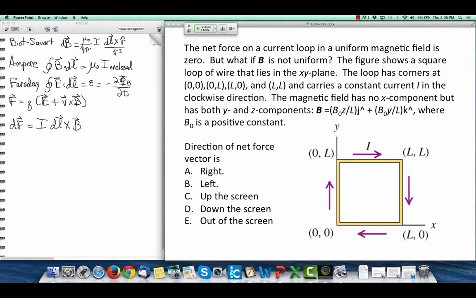Y is up the screen, x is to the right. The magnetic field has a y component, because there's a j hat there, and it has a z component. And they vary with position. There's a lot of stuff going on here, so let me just tell you basically the way I look at this. The y component, the j hat component, has B0. It's got L, but I don't care about L really. That's just a constant. B0 is a constant. So this y component varies with z. The part of the field that points up the screen depends on z, and at z equals 0, it's 0. So that's something you can look at quickly.